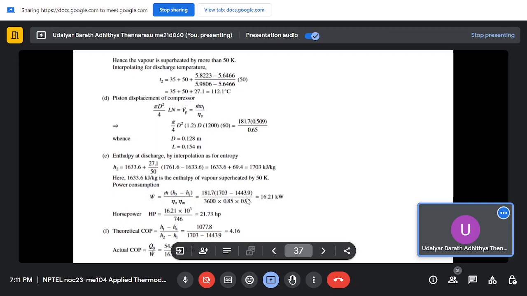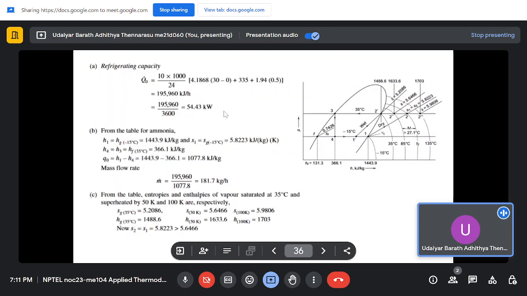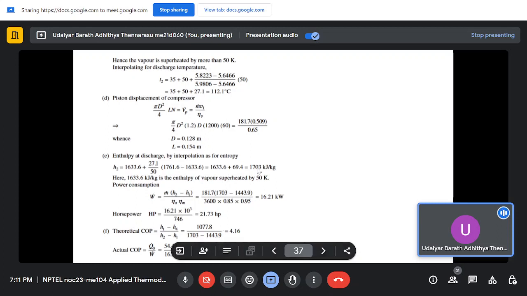So this is the work done in the compressor, and the compressor has adiabatic efficiency and mechanical efficiency, so 0.85 and 0.95. So dividing it by the efficiencies we'll get the actual work done. So actual work done will come out to be 16.21 kilowatt. So now converting into horsepower, we divide it by 746, which is equal to 21.73 horsepower.